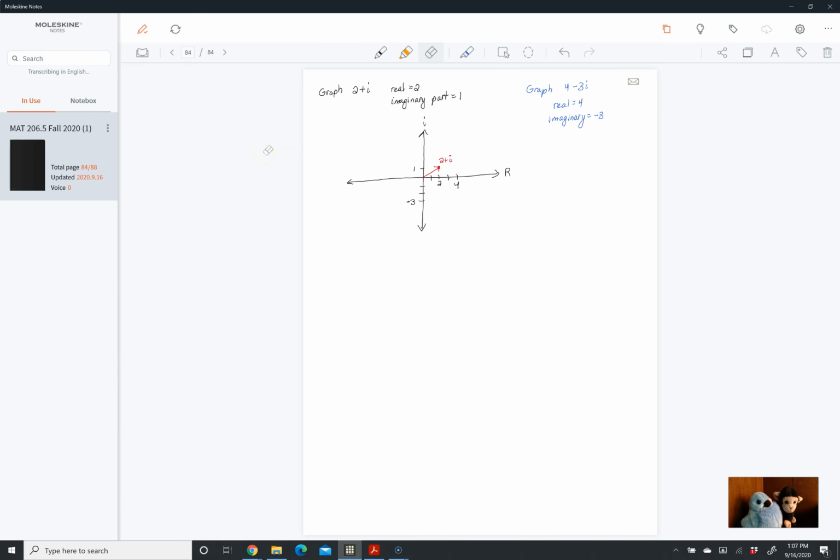And our 4 minus 3i is going to go down there. And if we were to graph it as a vector, we connect it with the origin and the arrow is at the point. Now, why is this helpful to us to graph it as a vector? So this is how we graph our complex numbers.